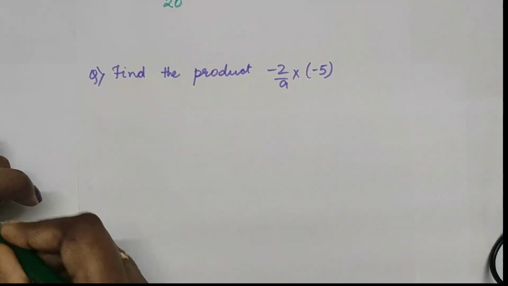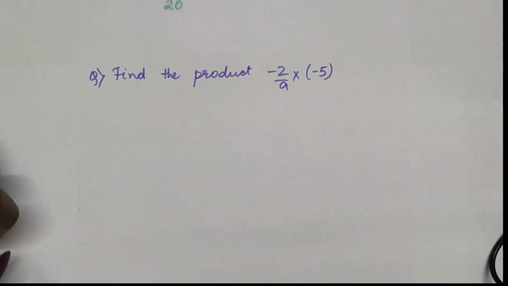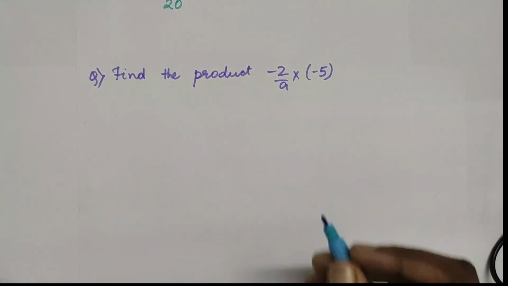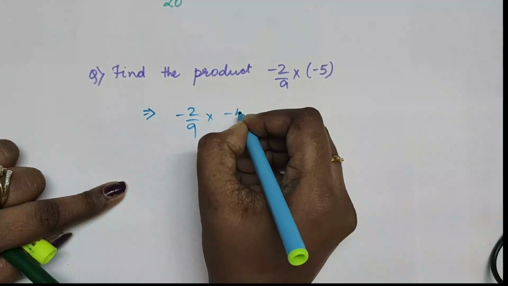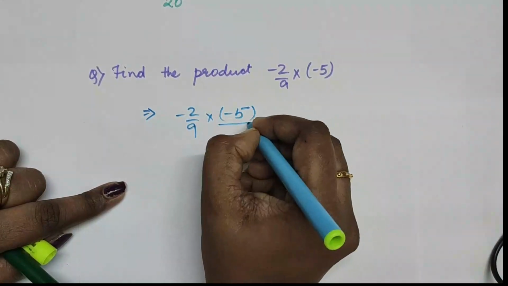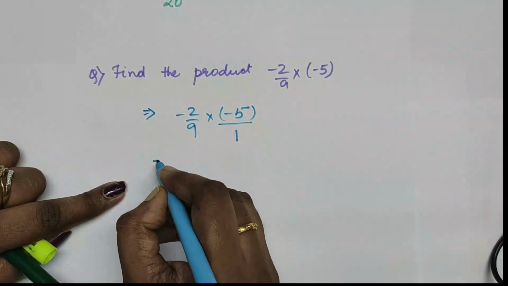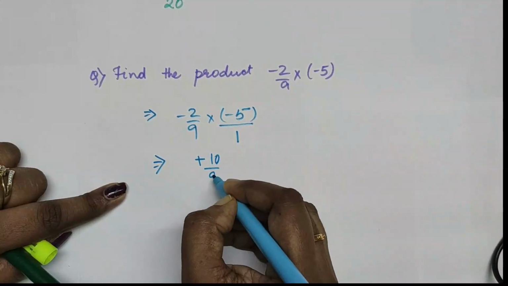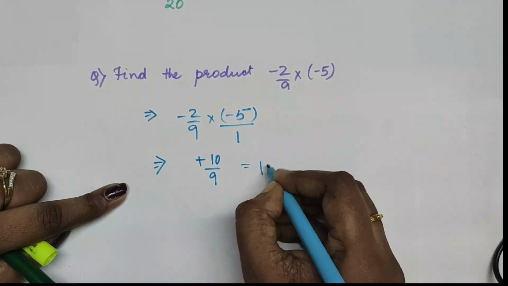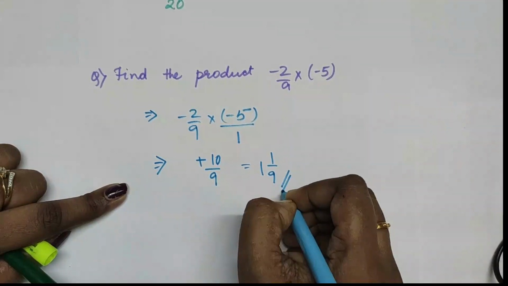The second question is also of the same type. You can see, find the product of minus 2 by 9 into minus 5. So there is no denominator, means it is 1. And minus and minus becomes positive. So 10 by 9 you can write, or you can change it into 1 by 9.